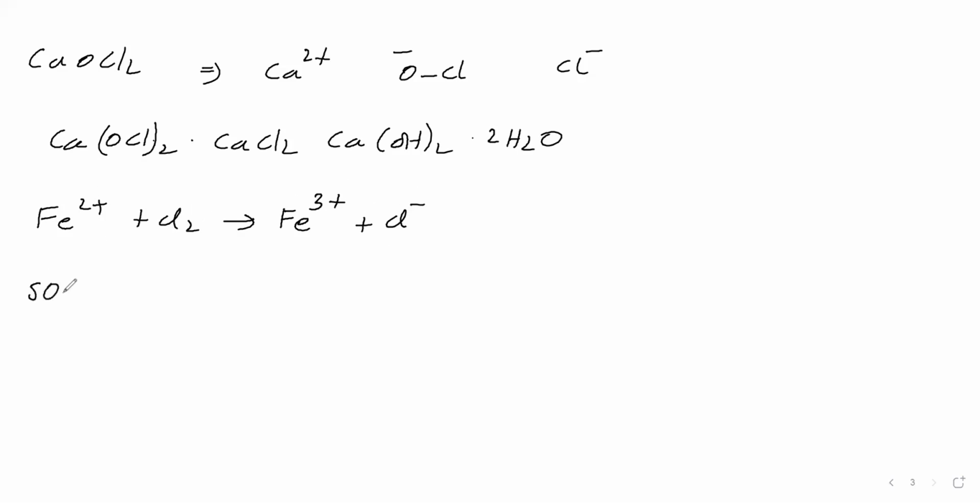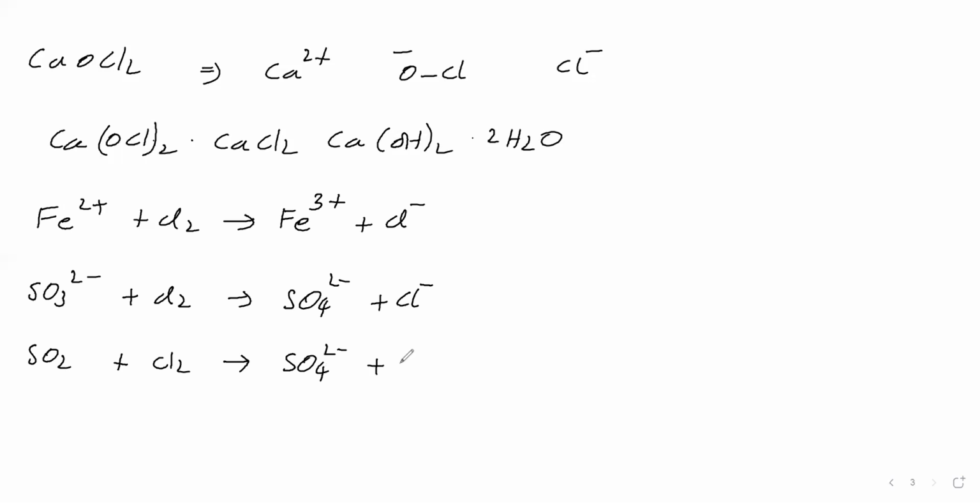Then sulfite with the chlorine. Sulfite is converting into sulfate, and Cl2 is converting into Cl minus. Then sulfur dioxide with the Cl2. Sulfur dioxide is converting into sulfate, and Cl2 is converting into Cl minus.